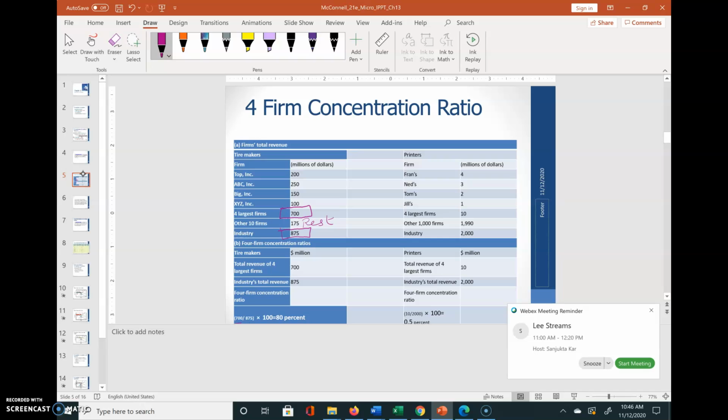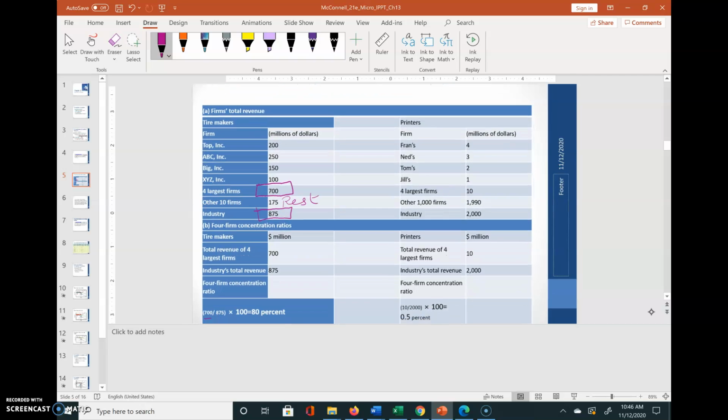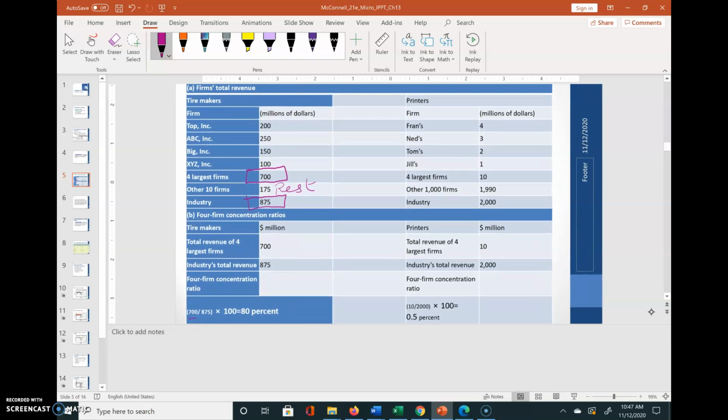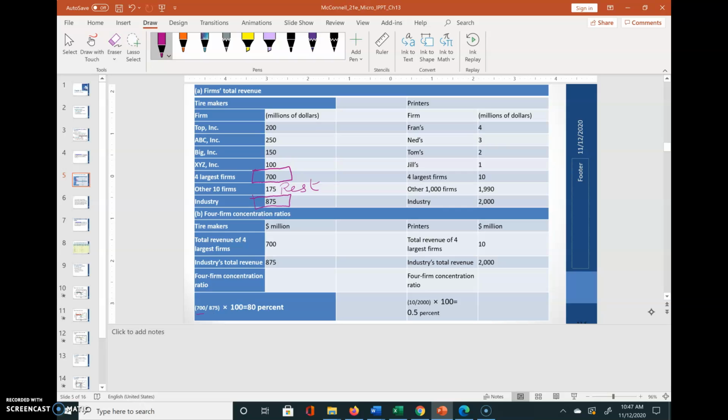Now, I am going to use some data here to calculate the four-firm concentration ratio. I have two different kinds of industry. One is tire makers and then we have printers. I'm looking at the total revenue of the four largest firms in the industry. So for tire makers, the total revenue of the four largest firms is equal to 700. For the rest of the firms, it is 175. Total industry revenue is 875.